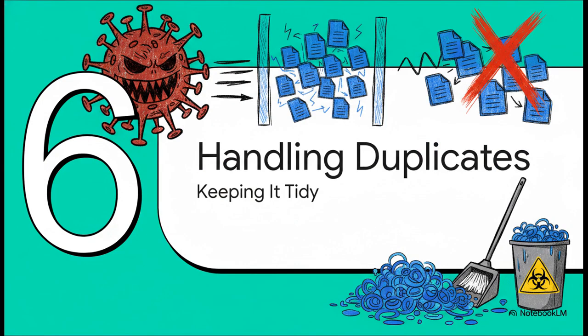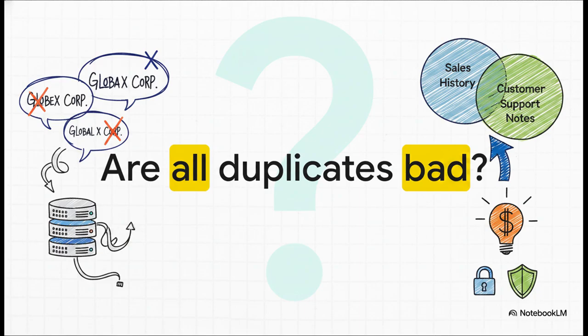Finally, let's dive into Section 6, the truth about duplicates. We're going to challenge a really common assumption here about keeping your system tidy. Are all duplicates bad? You might assume that a perfectly clean system has exactly 0 duplicate records, but the reality is actually a lot more nuanced than that.